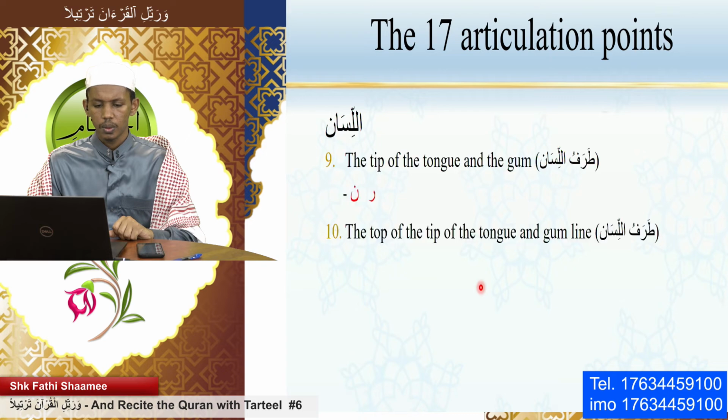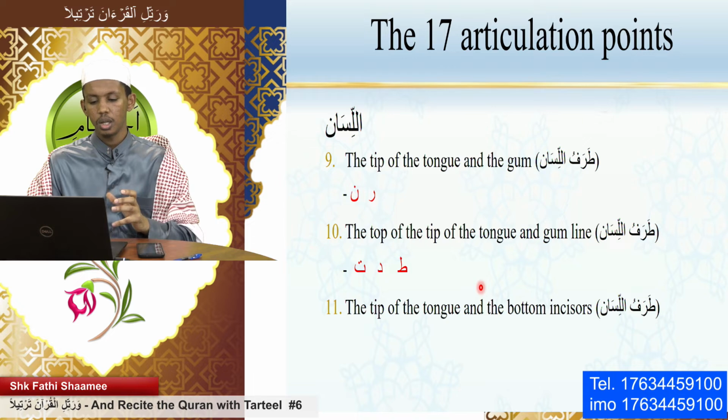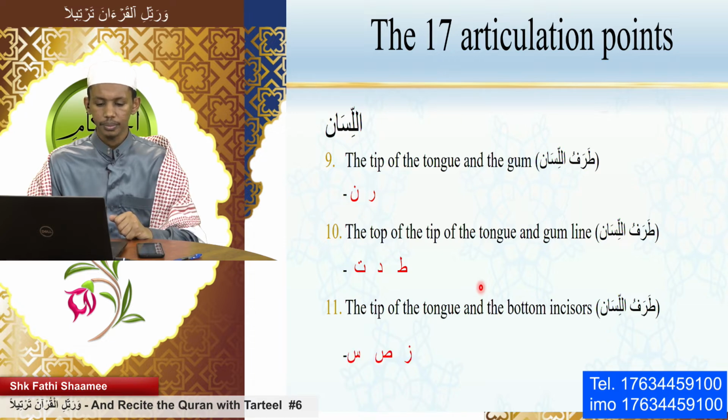Wa min sharri hasidin idha hasad. So for that ha as well, hasidin, don't make it ha. Wa min sharri hasidin idha hasad. MashaAllah, barakallahu feekum, ahsantum.